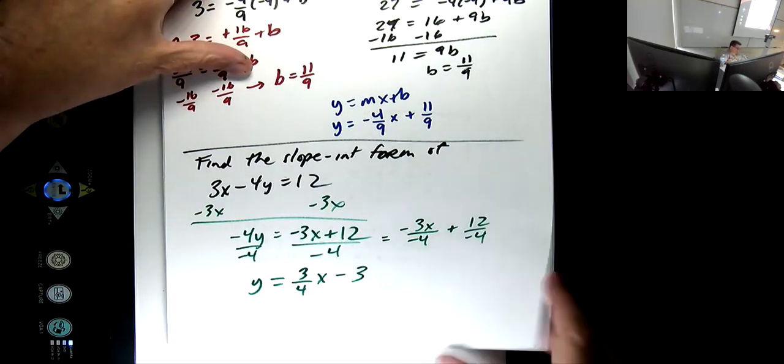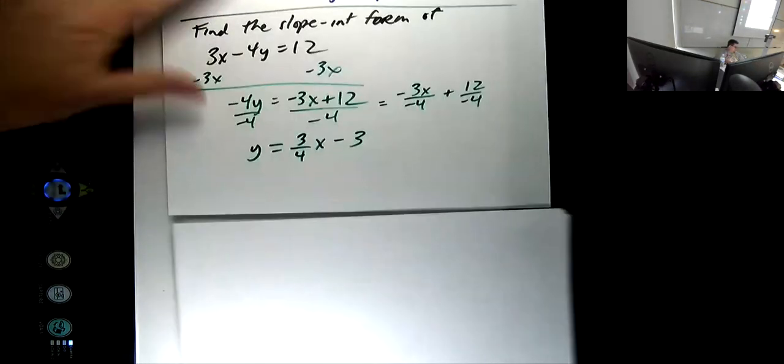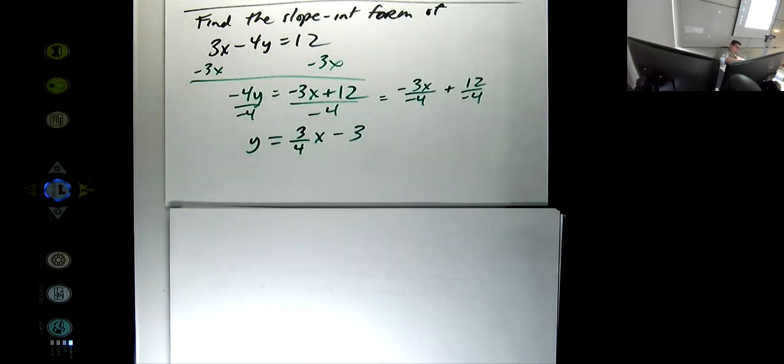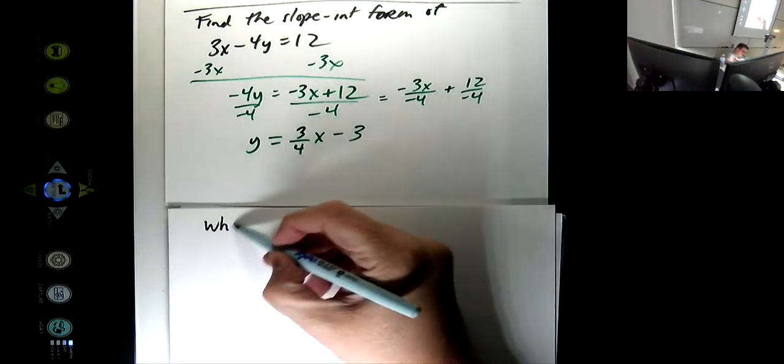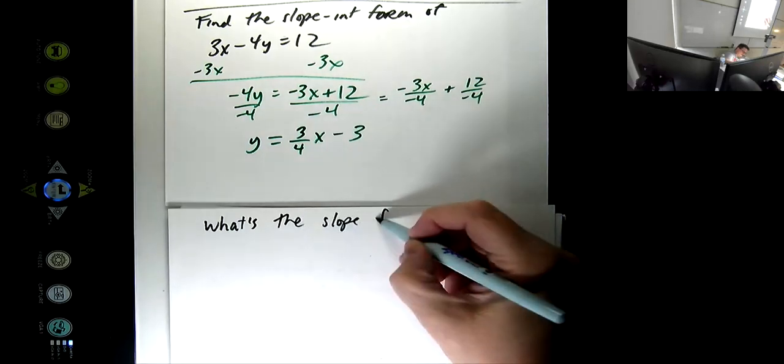Right? What about vertical lines and horizontal lines? What's the slope? For a horizontal line?